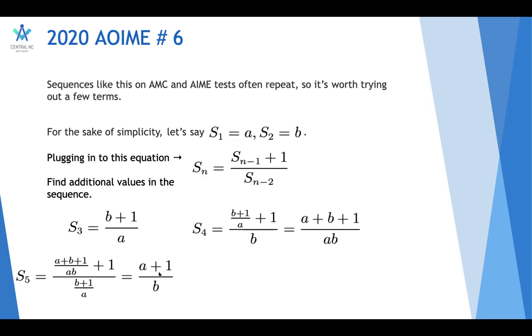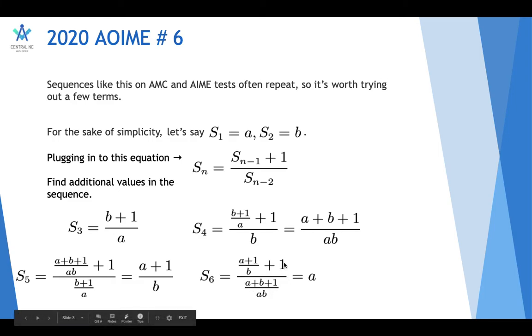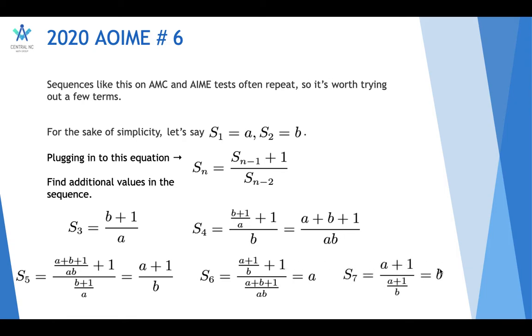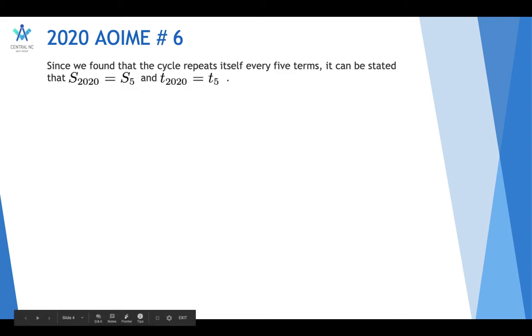Nothing's repeated yet, but wait. S6, after you do all of this work, which doesn't look nice at first, it will just cancel out to A. And then S7 will cancel out to B. Now we know that S1 is equal to S6, S2 is equal to S7. The sequence is going to keep repeating every 5 terms. So S3 is going to be equal to S8, S4 is going to be equal to S9, S5 is going to be equal to S10. So it's safe to assume that S2020 is going to be equal to S5. And since S is equal to 5 times T, T2020 is also going to be equal to T5.